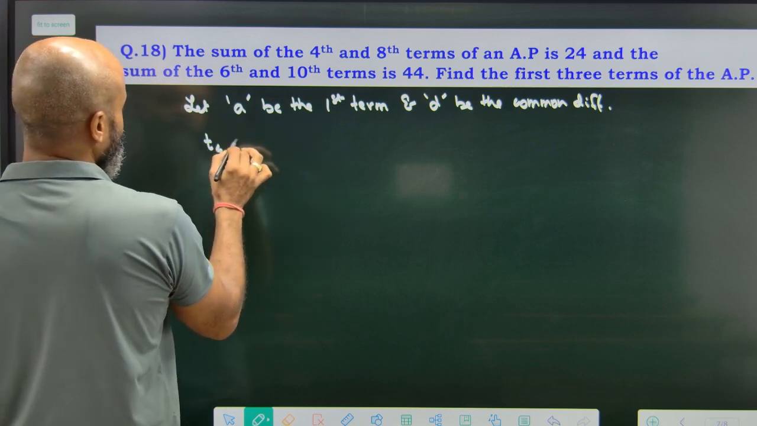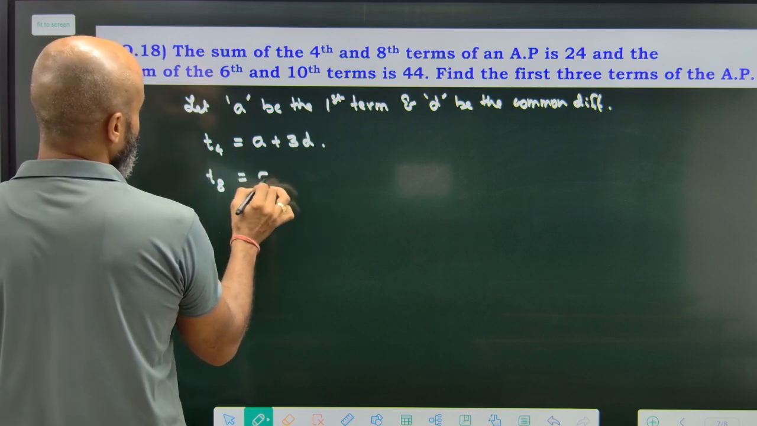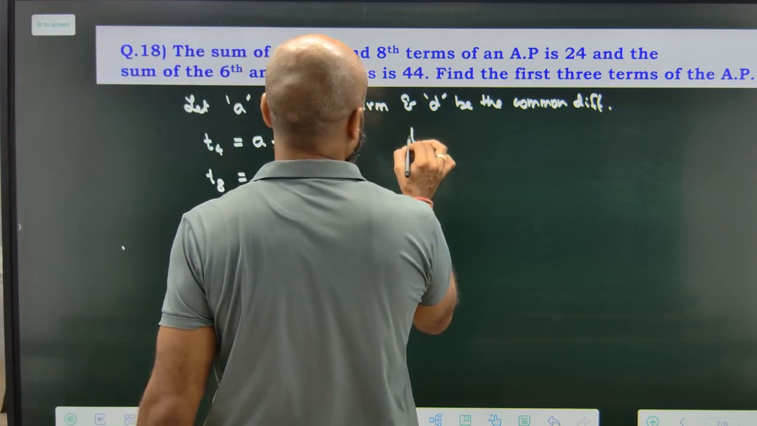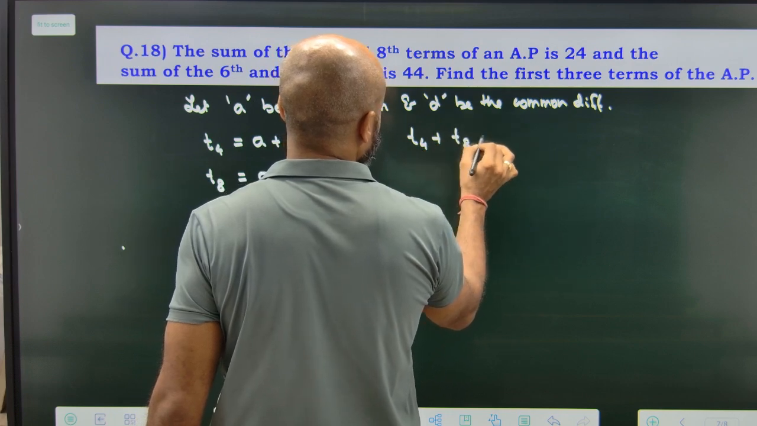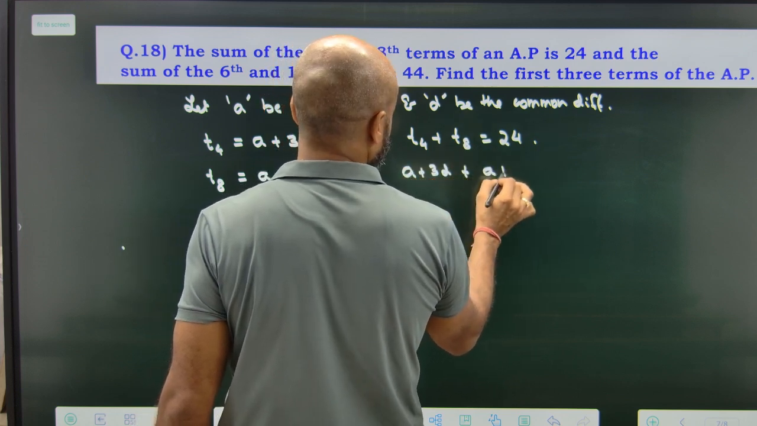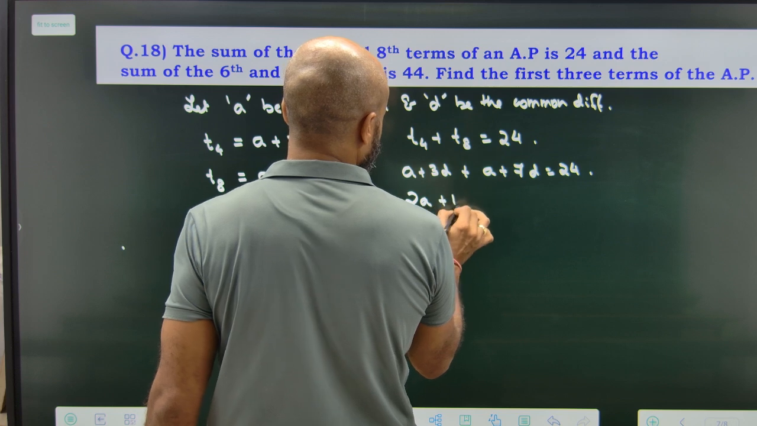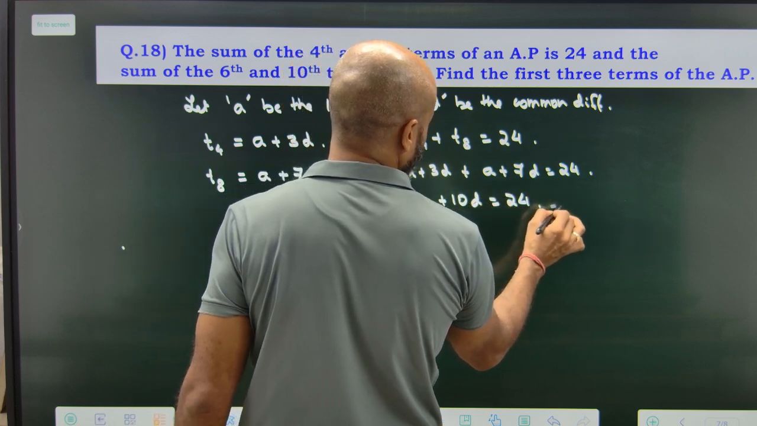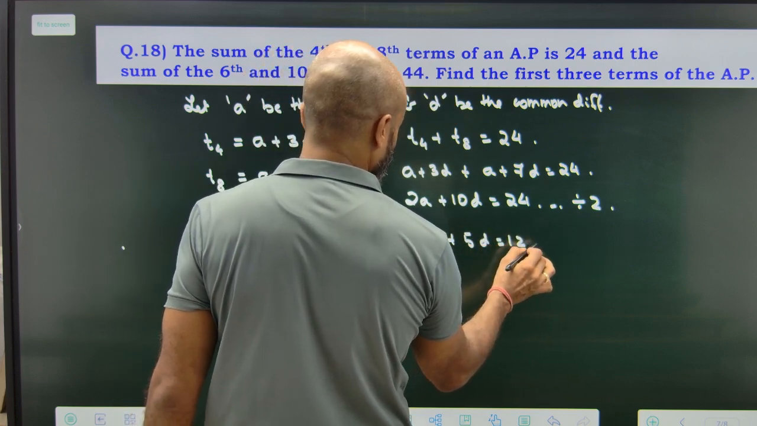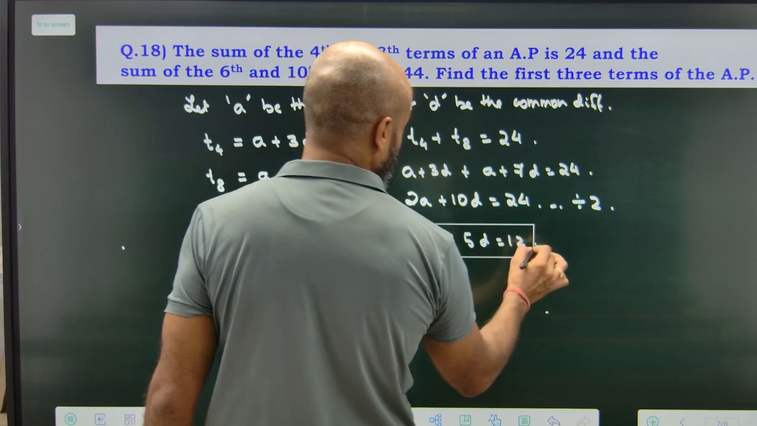So what is the fourth term? A plus 3D. And what is the eighth term? A plus 7D. The sum of the fourth and the eighth terms of an AP is 24. A plus 3D plus A plus 7D is equal to 24. So this will be 2A plus 10D is equal to 24. If I divide this by 2, this will give me A plus 5D is equal to 12. This becomes my first equation.